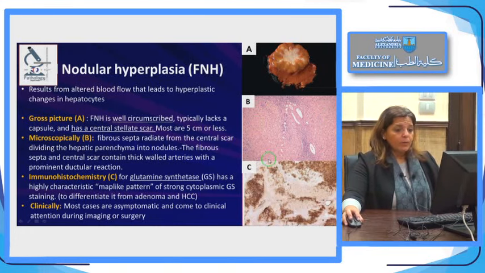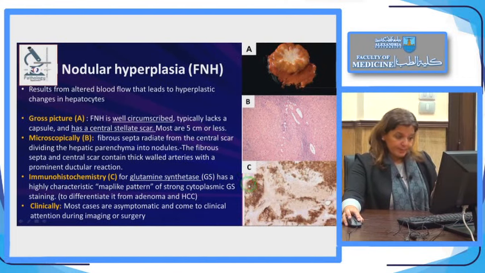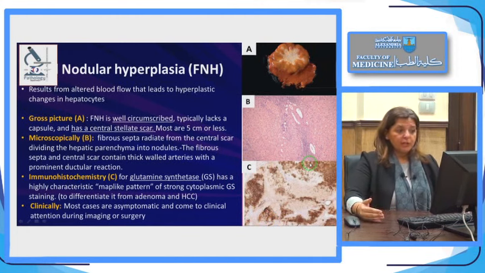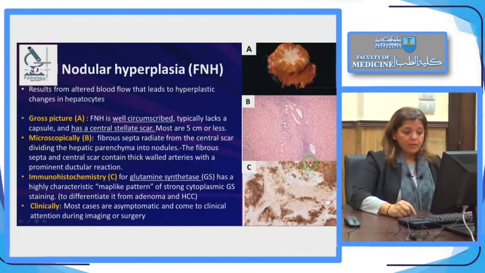In order to confirm that this is the right diagnosis, we use something called glutamine synthetase stain. It's an antibody against this glutamine synthetase, and it gives this characteristic brown color. So anything brown is positive for glutamine synthetase. It gives this map-like appearance, and this helps us to differentiate it from the hepatocellular adenoma and the hepatocellular carcinoma that we will discuss in a bit.